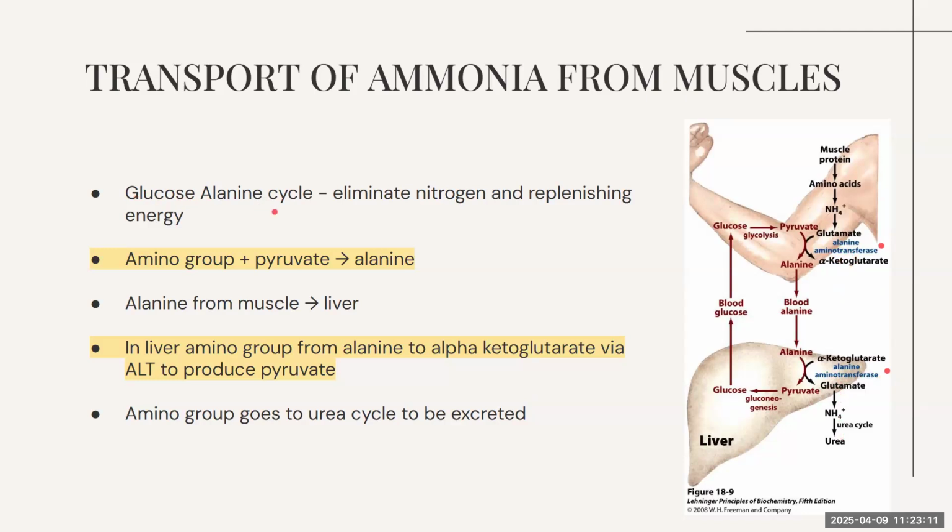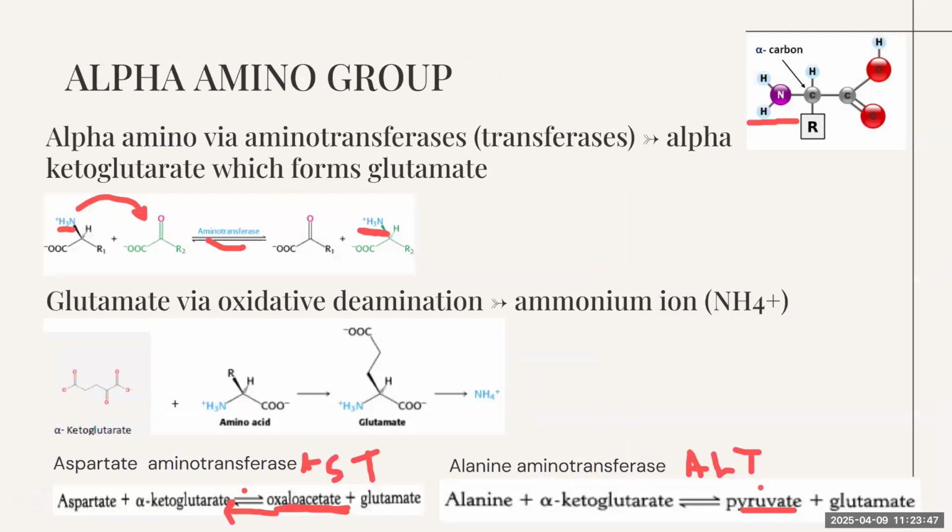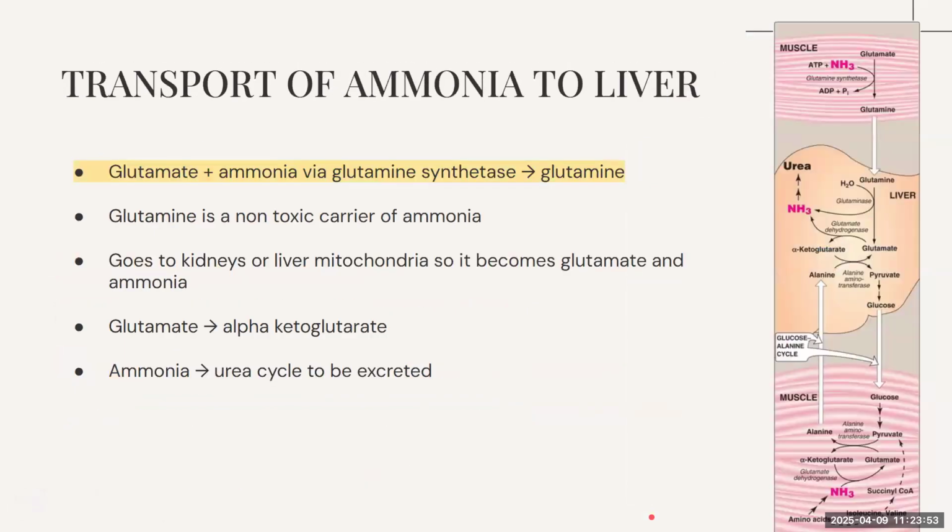The glucose-alanine cycle eliminates nitrogen and replenishes energy at the same time. So both things are happening. The amino group and pyruvate gives you alanine. The amino group is the ammonia in the glutamate. The alanine from muscle goes to the liver. In the liver, the amino group from alanine goes to alpha ketoglutarate via ALT to produce pyruvate. The amino group goes to the urea cycle to be excreted. It's basically what I've just explained, plus the help of this reaction, okay? Where were we?